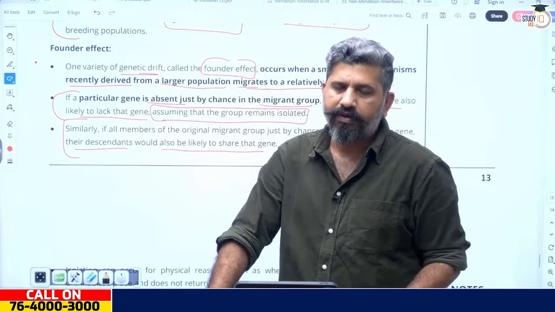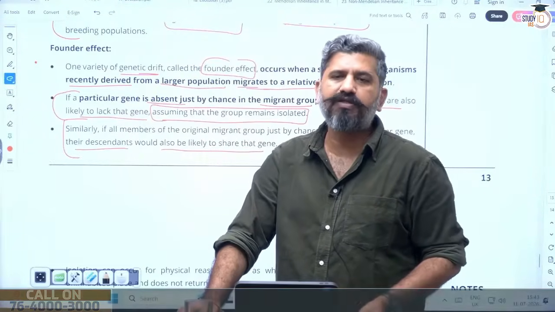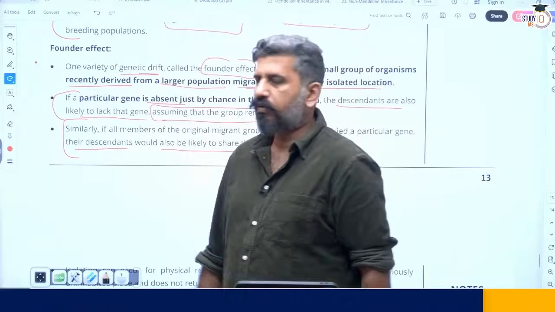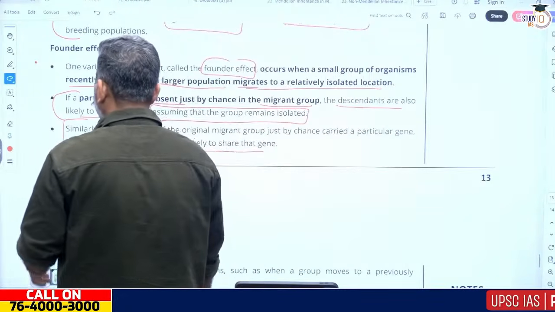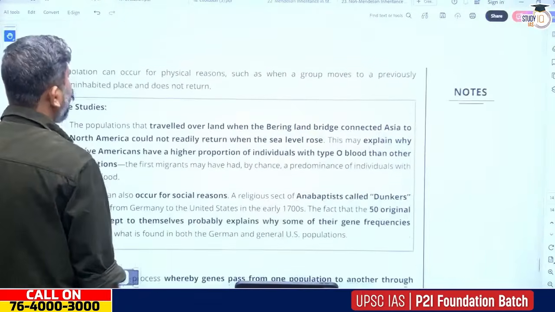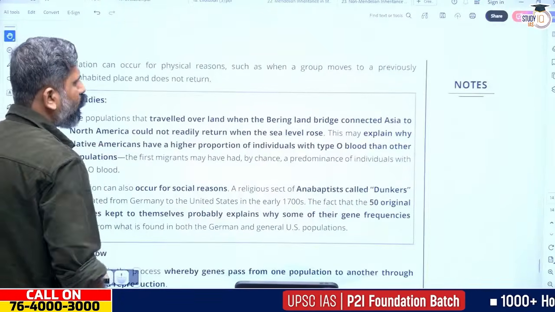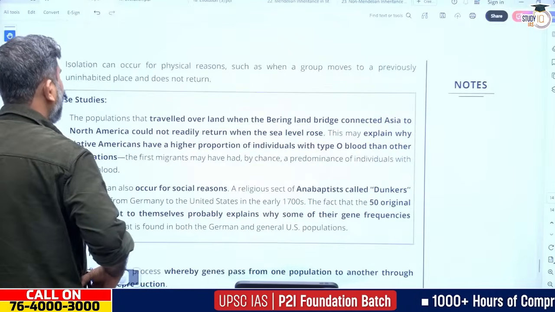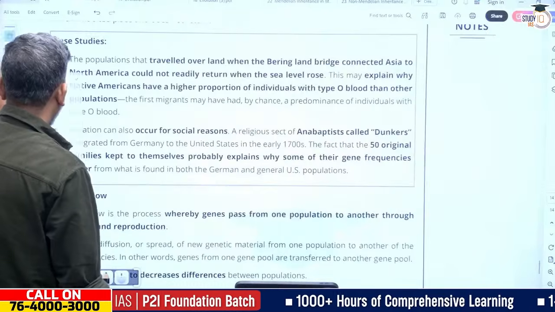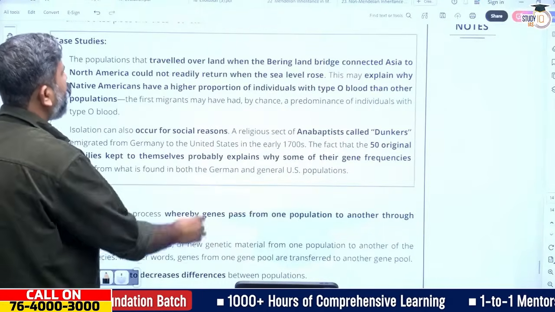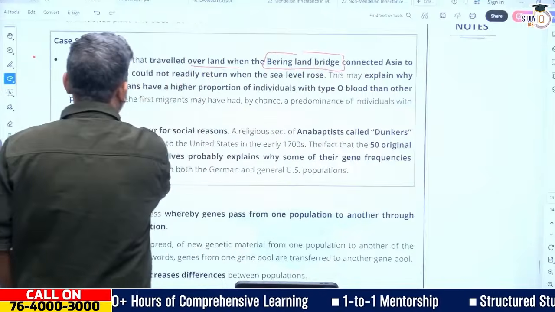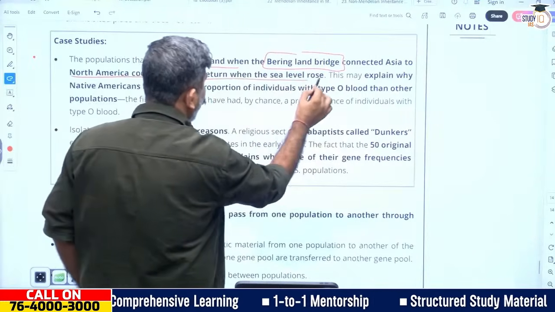ठीक है? Asian populations have more presence of Denisovan genes, which is another human species. ठीक है? Isolation can occur from physical reasons, such as when a group moves to a previously uninhabited place and does not return. And there is an interesting case study from America. The population that traveled over land when the Bering Land Bridge connected Asia to North America could not readily return when the sea levels rose.